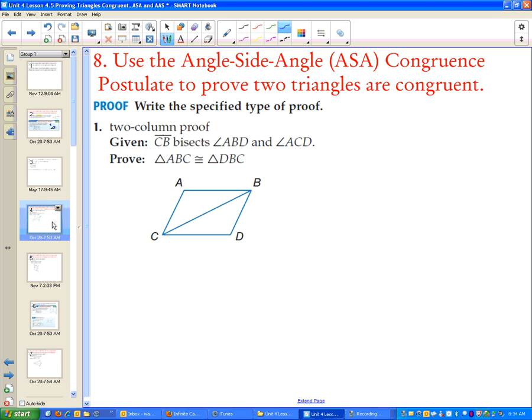But two-column is going to be the kind you run into on the ACT, where they'll ask you what's the correct next step kind of thing. So that's the most common type for high school students to be able to do, the two-column proof. You know what you've got to do. Write down your given: segment CB bisects angle ABD and angle ACD. And we have to prove that triangle ABC, the triangle in the upper left, is congruent to triangle DBC, the triangle in the lower right. So write what you're given, write what you have to prove, and draw your figure. And I'll give you a second to do that.